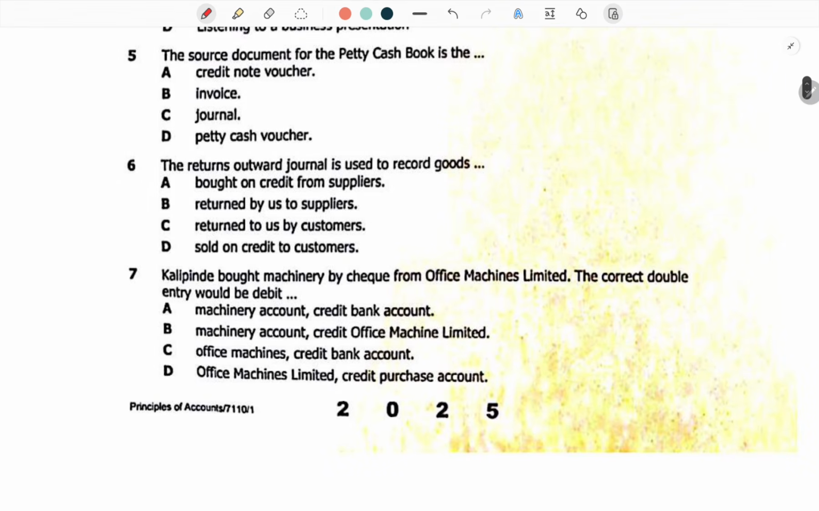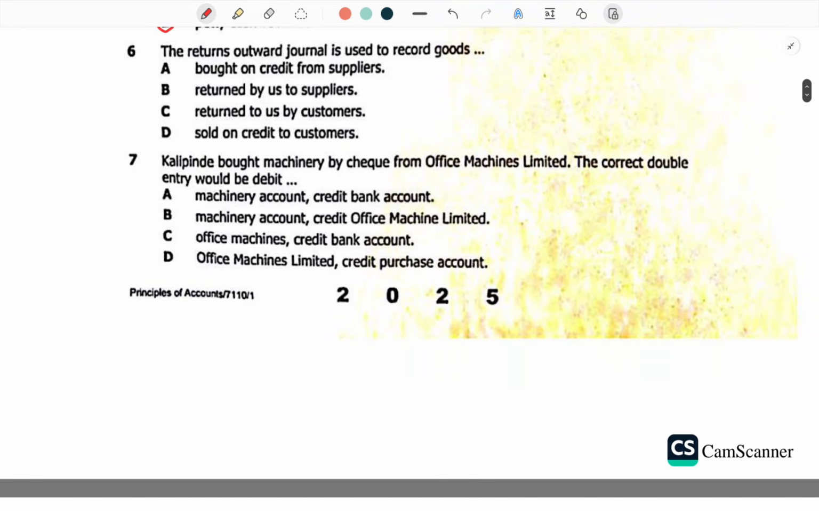The source document for the petty cash book is there. A, credit note voucher. B, invoice. C, journal. D, petty cash voucher. For the petty cash book, the source document is your petty cash voucher. This question is very important that you take note of. It is repeated in most questions. I think I've seen it in most of the past papers. Make sure you take that into consideration.